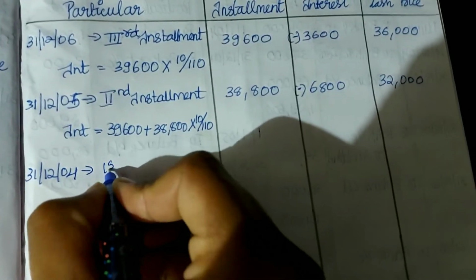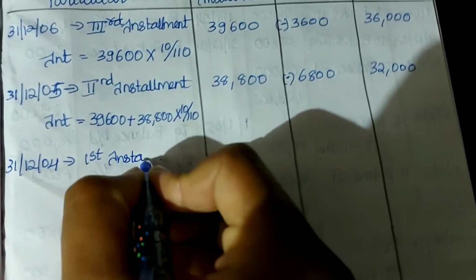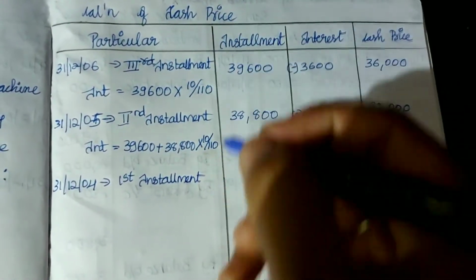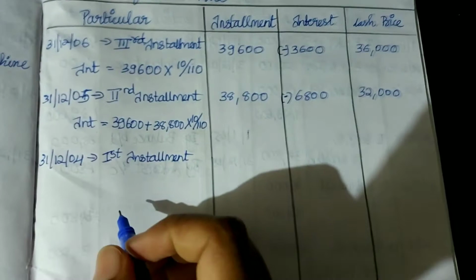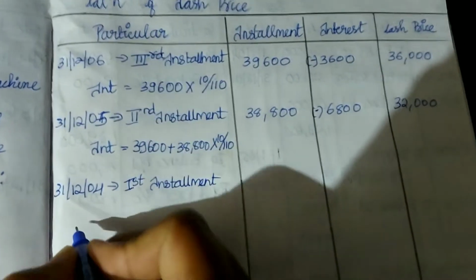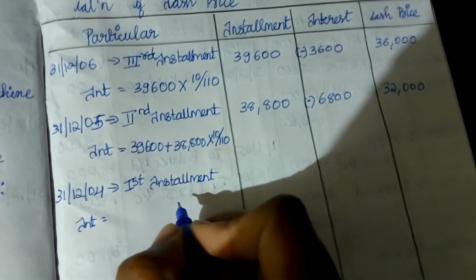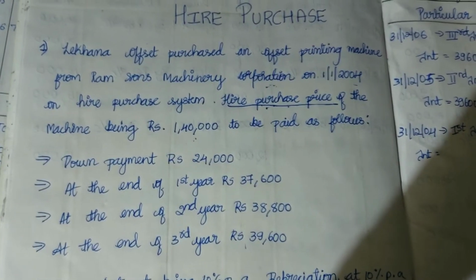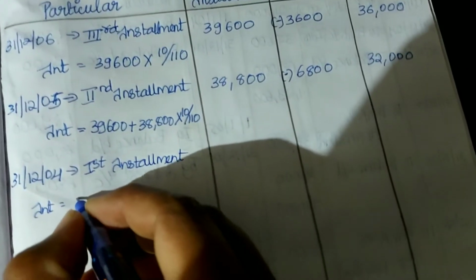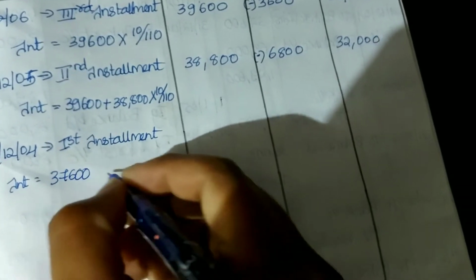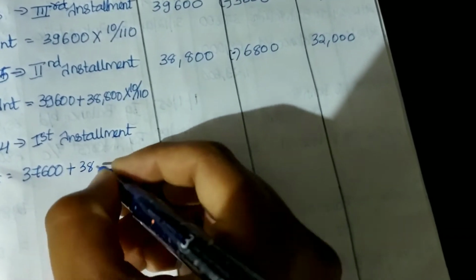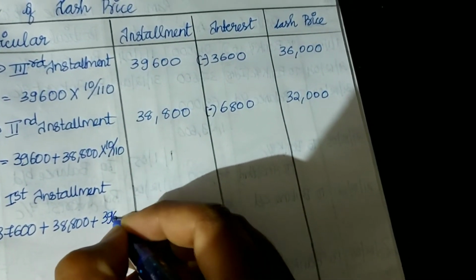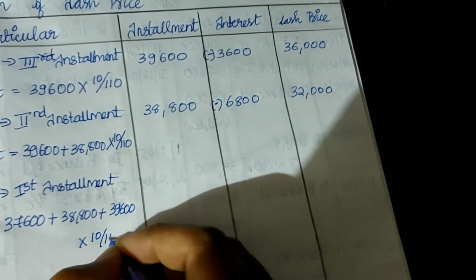This is the last installment we are calculating, as we are going backwards. So you're feeling like that. For the first installment, while calculating interest, you're paying 37,600. So you can take 37,600 plus 38,800 plus 39,600, into 10 divided by 110.